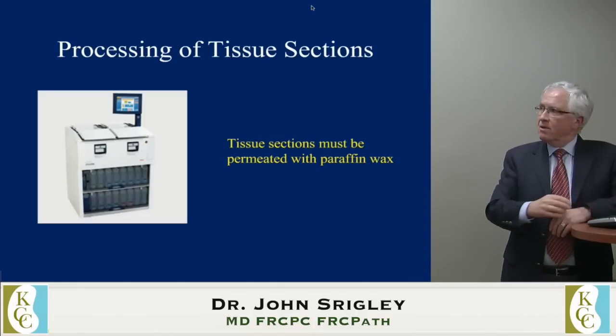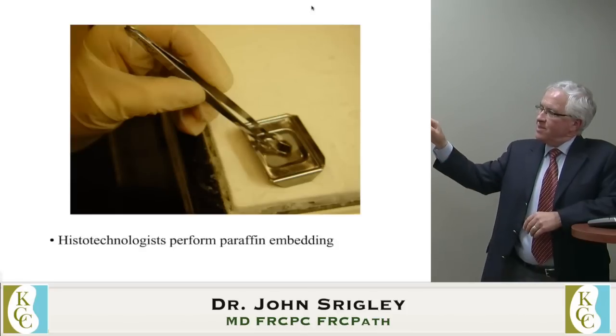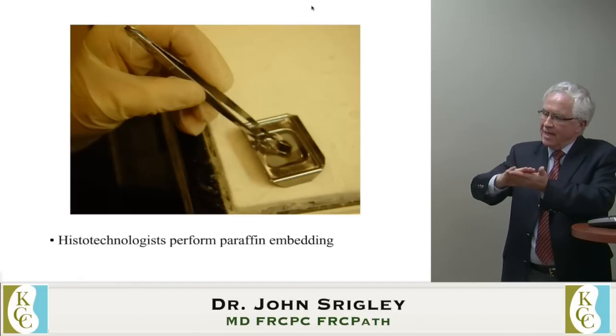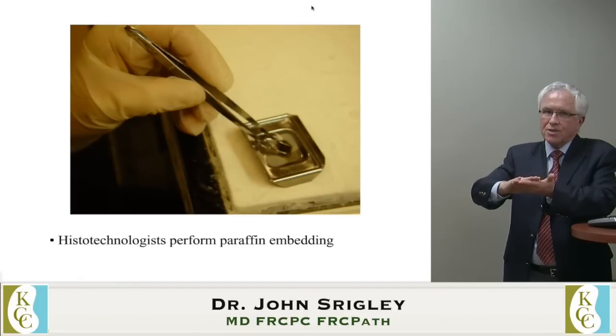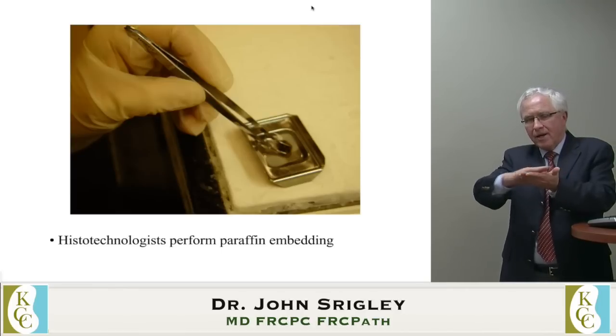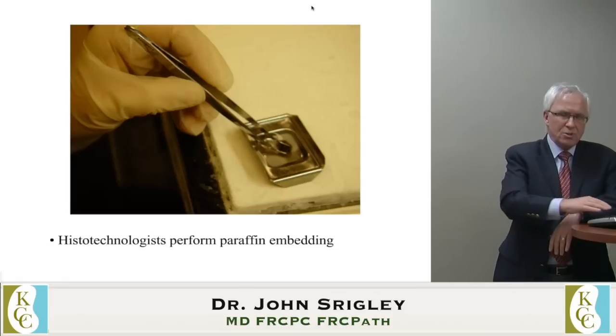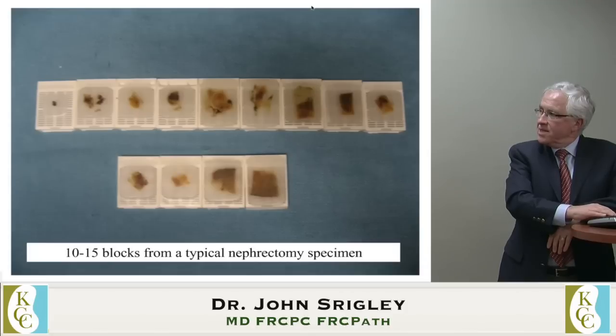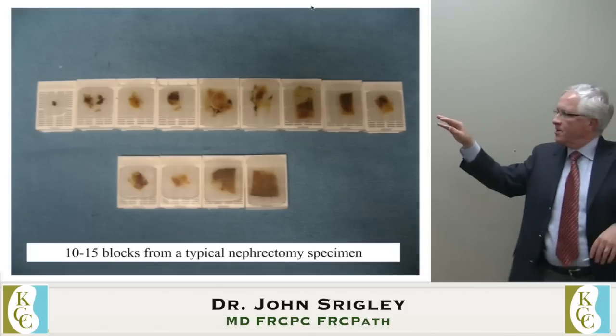And the wax is then basically what happens here is here's our tissue with our wax, and what the technologist is doing there is embedding that tissue so it's flat against one surface. So then we can actually take a very thin instrument called a cryostat or a microtome, and we can cut it in very, very thin sections, usually about 3 or 4 microns in thickness. And this is what the blocks look like.